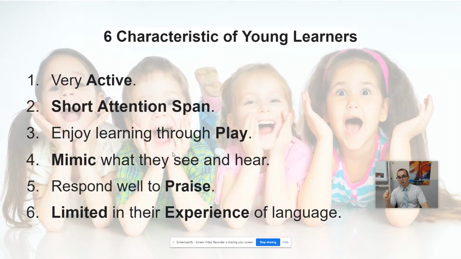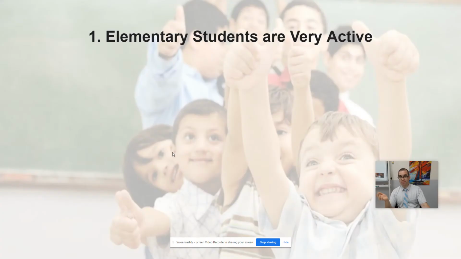So first, they're very active. They have a short attention span. They enjoy learning through play. They can parrot what they see or hear. They copy us very well. They can respond well to our praise. And they're very limited in their language and life experiences.